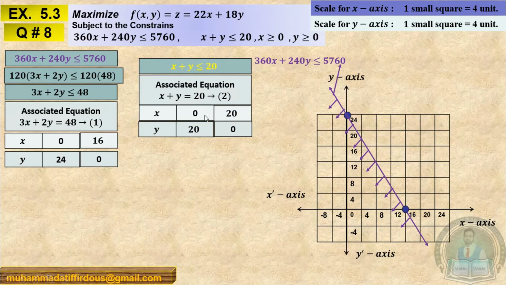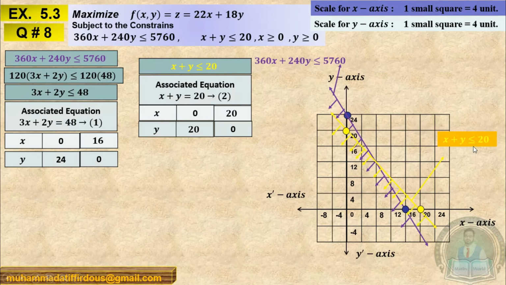So draw these 2 points, 0 and 20. This is your point 0 and this yellow circle represents this, and 20 and 0, and make a line, name the line x plus y. The condition is, is the coefficient of y positive? Yes. Then you should shade below this line, meaning less than or equal to, so make some arrows below this line.